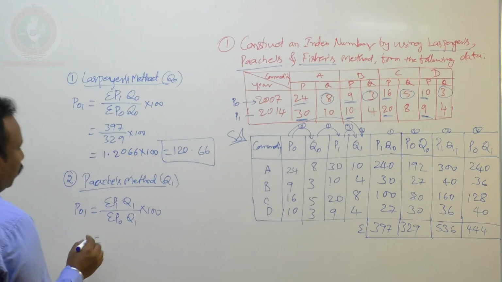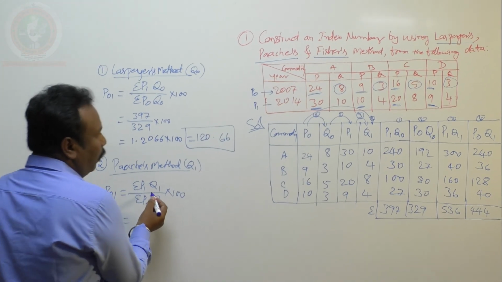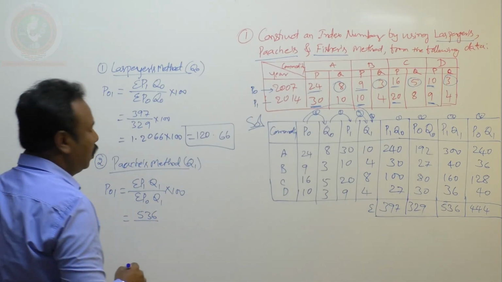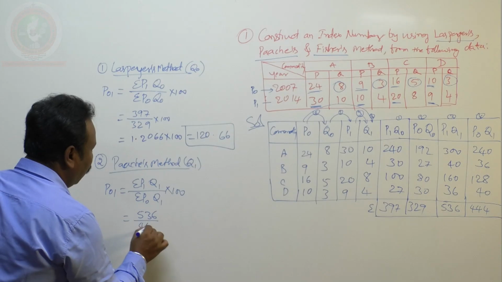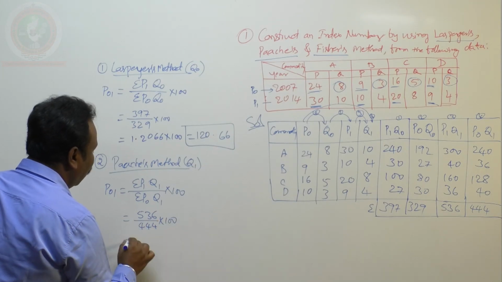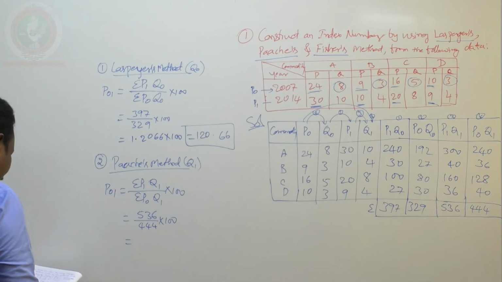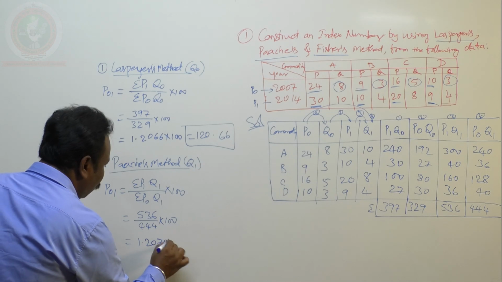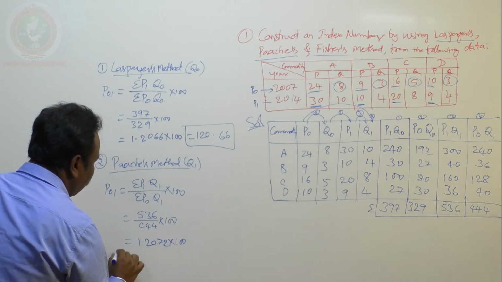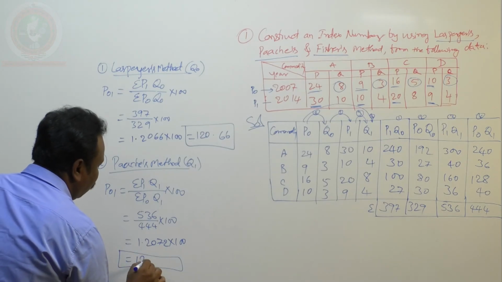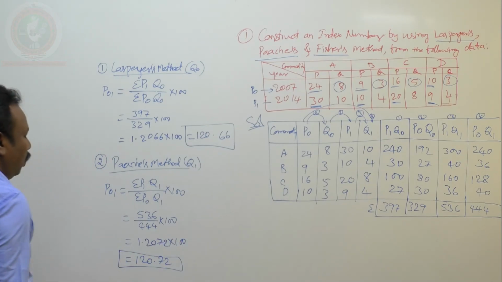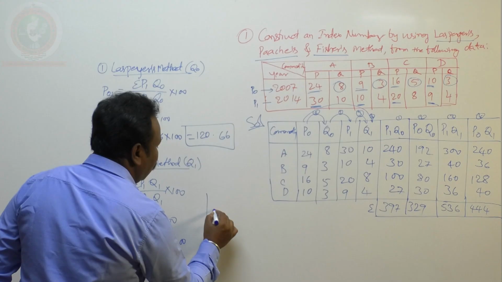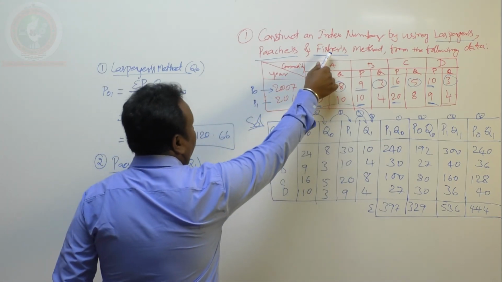Under Paasche's method, same thing. The summation of P1 Q1 is 536 divided by the summation of P0 Q1, which is 444, into 100. Simplifying, we get 1.2072 into 100. So, the final answer is 120.72 under Paasche's method. The third one is Fisher's method.